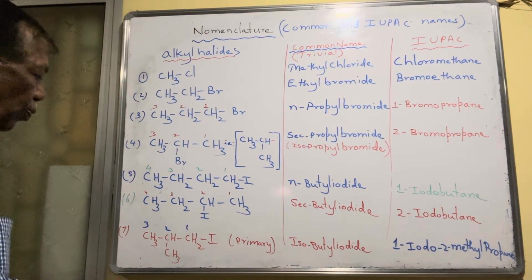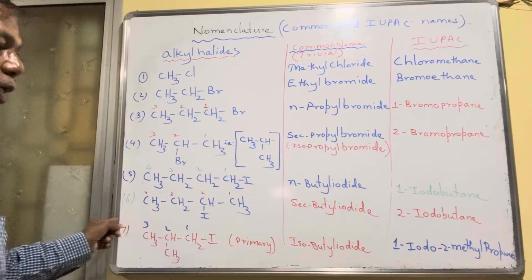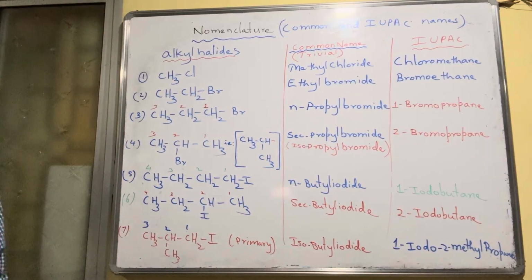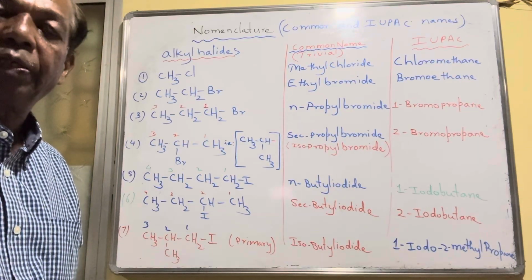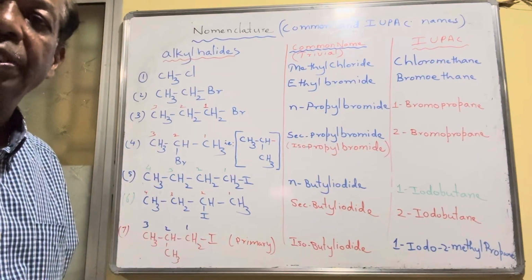Remember, this is not butane. Why? Because you are getting only 3 carbons in the chain. Okay. Next video, I will give more names so that you can be thorough with the IUPAC names of the compounds.